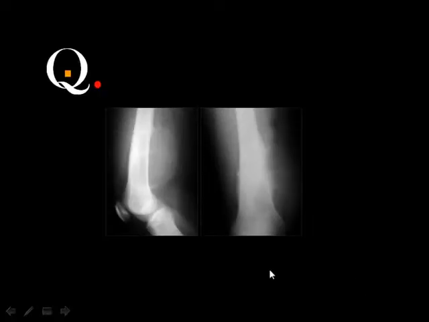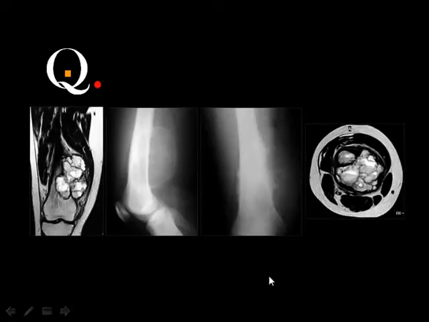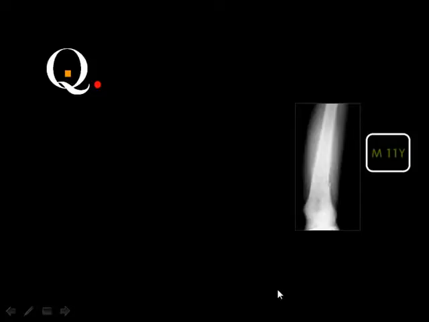Osteosarcoma. Then look at the MRI of the same case. Yes, aneurysmal bone cyst. This is an expanding lesion, and it has been proved to be an aneurysmal bone cyst. Yes, yes. This is an unusual appearance of the aneurysmal bone cyst.